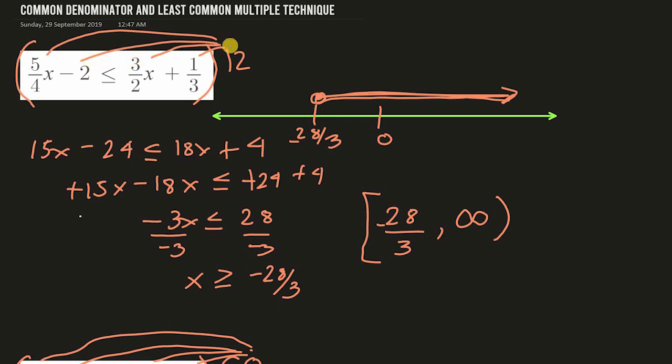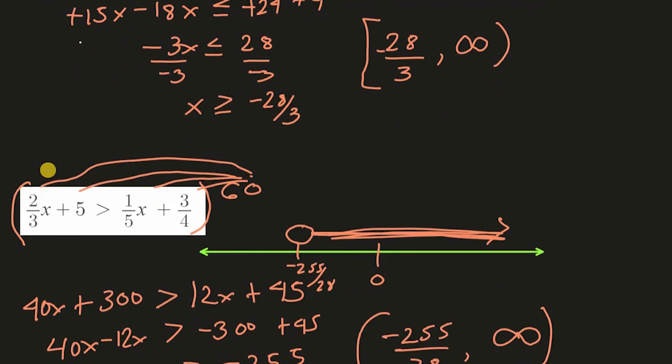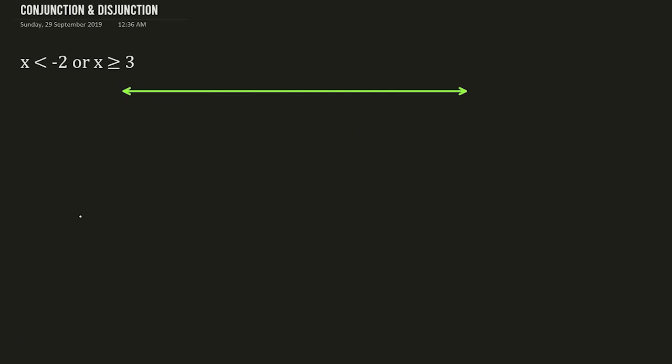Pero kung hindi ka naman sanay dito, you can do the traditional way. I-transpose mo yung 3.5x sa kabila, then you will add the same terms. And it's okay. We will talk about conjunction and disjunction. Ano ba itong conjunction and disjunction?